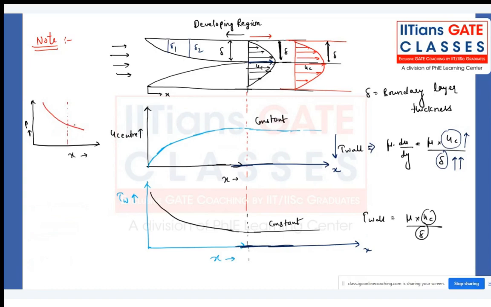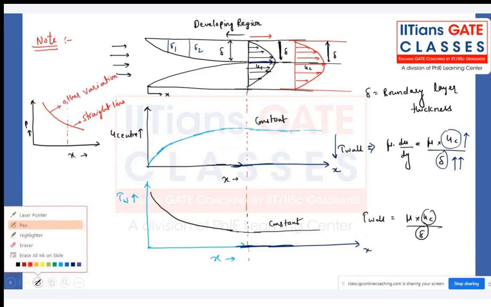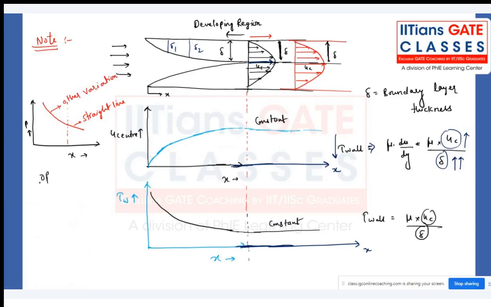This is a straight line. There are some other variations. That means what I want to say is, ∂p/∂x will become constant in the fully developed region, and it will continuously change its slope in the developing region.